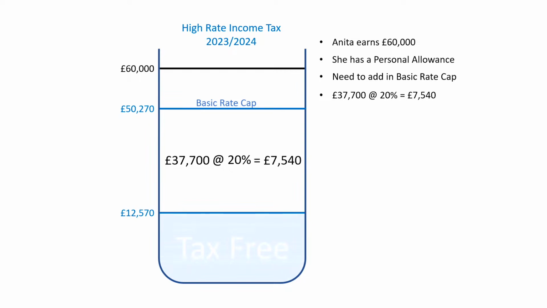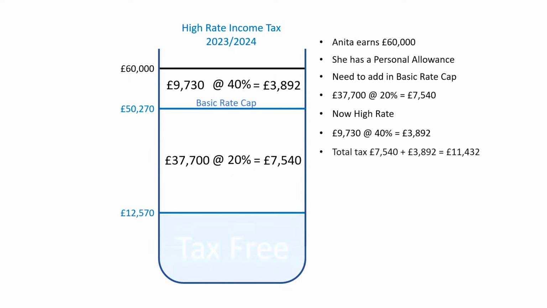Now, she exceeds it and she's now into higher rate tax. Can you see? So we have to work out the higher rate. Now, the higher rate happens to be 9,730 because that's the difference in what she's earning and the basic rate cap. Now, this is applied at 40%. Now, can you see there's two calculations that makes her liability? And then you have to add it up, and that's her total tax, as you can see. So there's two calculations to do for Anita. So you need to bear that in mind.